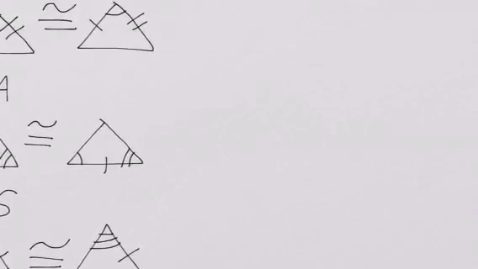So in summary, four different things that give us congruent triangles. Side, side, side. Side, angle, side. Angle, side, angle. And angle, angle, side.